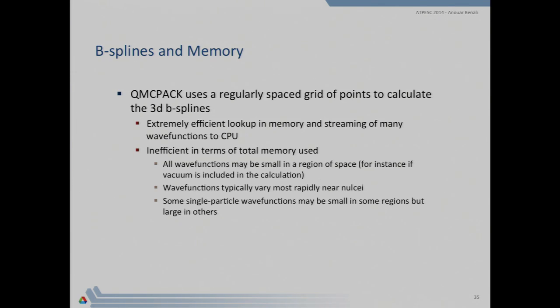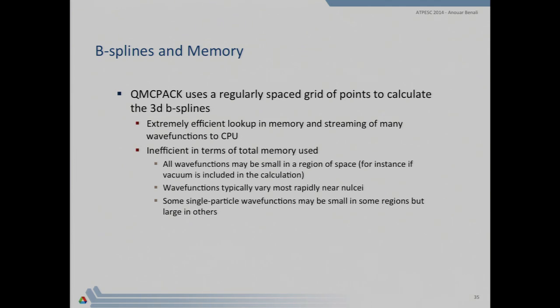It's inefficient in terms of total memory used. Why is that? Even if the wave function may be small in some region of space, we need the vacuum in our system. Imagine you're trying to describe a nanocluster in a huge box. You will have a lot of information around your material, but the vacuum is still there, you need to consider it, and it's going to take space. So it doesn't use the memory very efficiently.